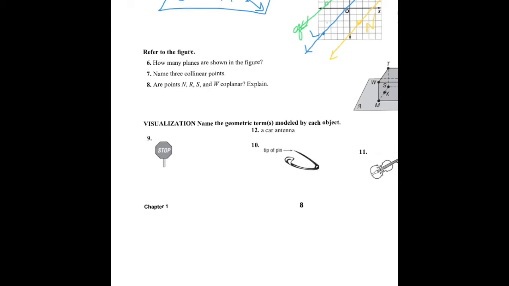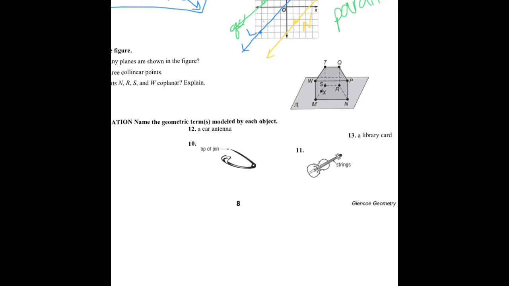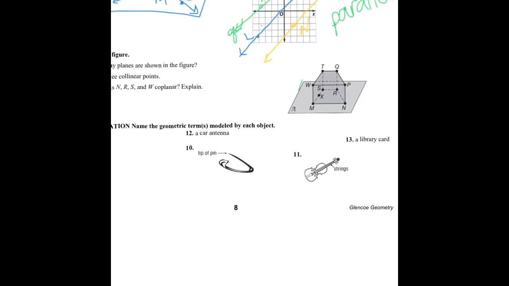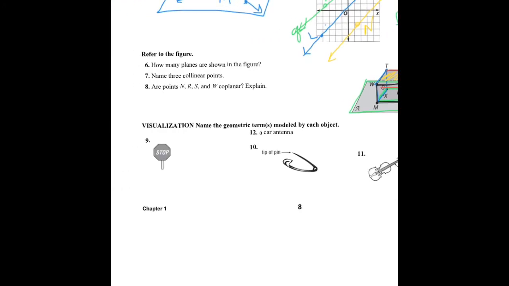All right. How many planes are shown in the figure? So we're looking at this figure off to the side. So I have this bottom, which is this plane right here. But notice that my figure is also part of that plane, the bottom of this. So that is one plane. And then I have this side right here, which is two. The back, which is three. This side right here, which is four. But I also have the front, five. And I have the top, six. So how many planes are in this figure? Six.